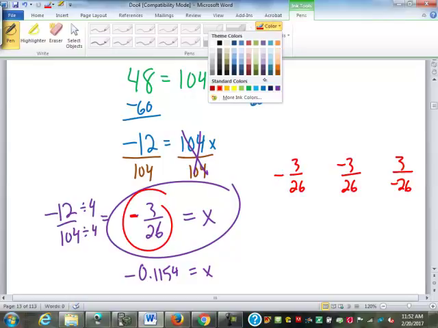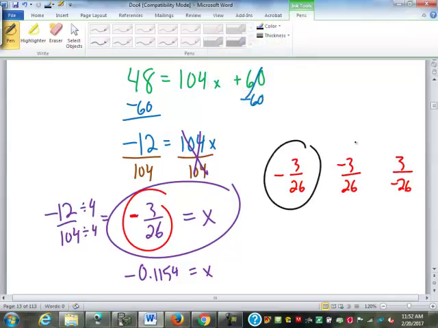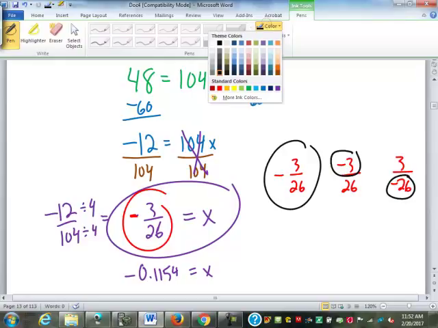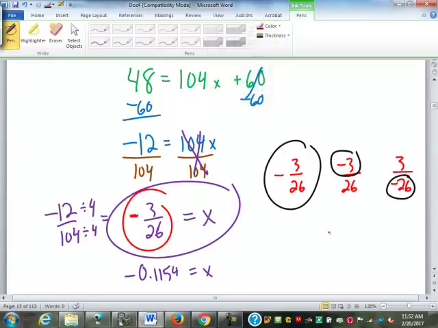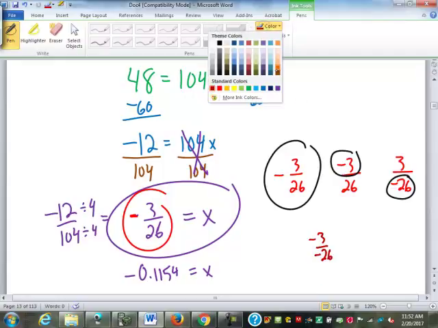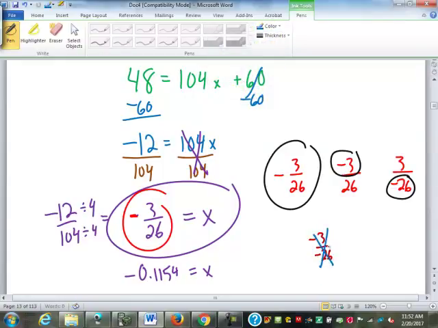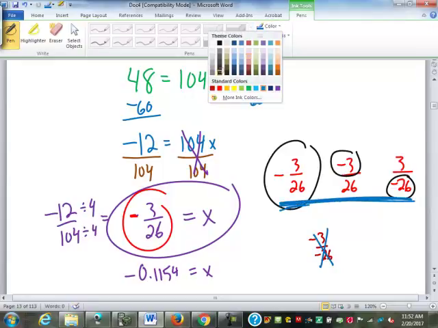So when we have a fraction that's negative like this, we can either leave the negative out front, or we can apply the negative to the numerator or the denominator, as long as it's only one of them. We can't apply it to both. We cannot do negative 3 over negative 26, because a negative divided by a negative is just a positive. So that is not equivalent to these other three. But these three top ones here are equivalent to each other.